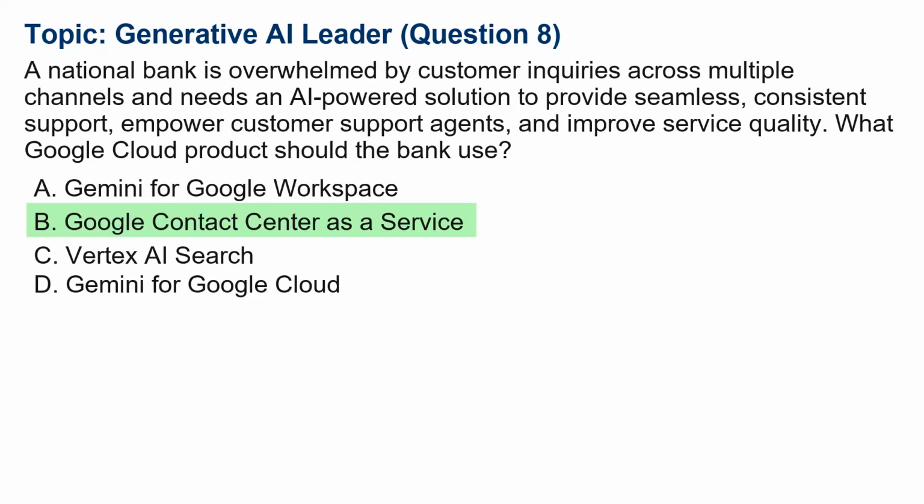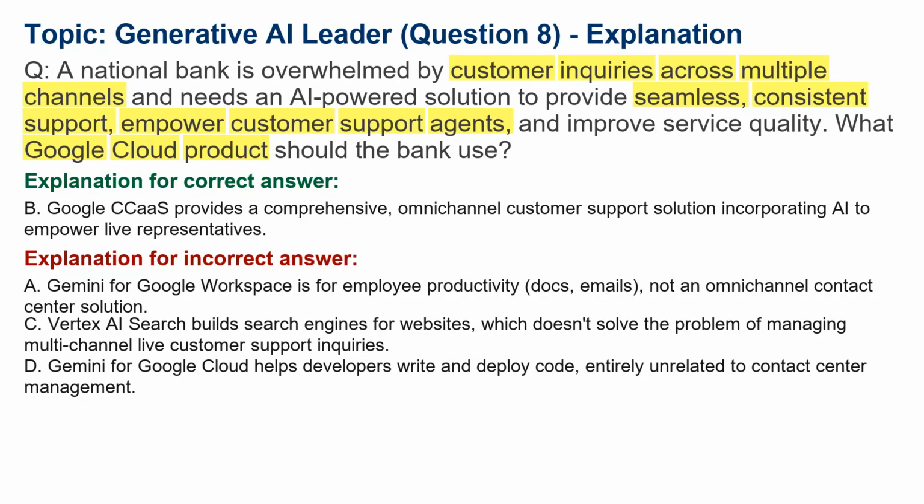The correct answer is B. Google Contact Center as a Service. To arrive at the correct answer, we focus on the keywords customer inquiries across multiple channels, seamless, consistent support, empower customer support agents, Google Cloud product. Why is this correct? B. Google CCaaS provides a comprehensive, omnichannel customer support solution incorporating AI to empower live representatives.